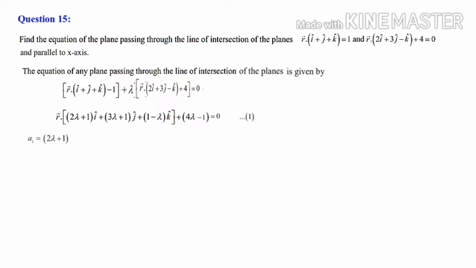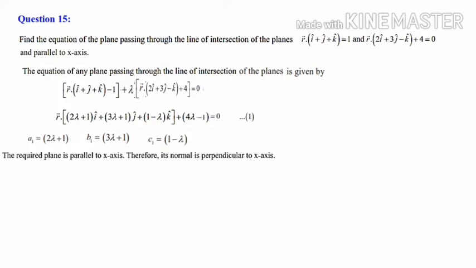Then from here the direction ratios of the normal we can write, that is 2 lambda plus 1 is a1 and b1 is 3 lambda plus 1 and c1 is 1 minus lambda. And it is given to us the required plane is parallel to x-axis. Therefore its normal is perpendicular to x-axis. Let's visualize this one. So the required plane is parallel to x-axis. This is the required plane that is parallel to x-axis, and this plane is already having a normal, that is this one, this red line. And when you compare this red line and this x-axis, they are perpendicular. So that is what it is written. The normal is perpendicular to x-axis.